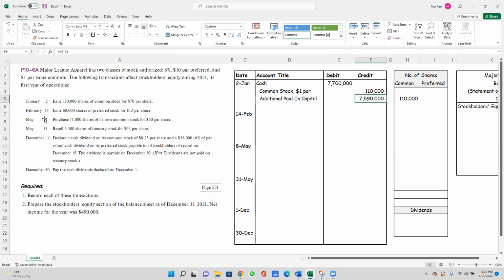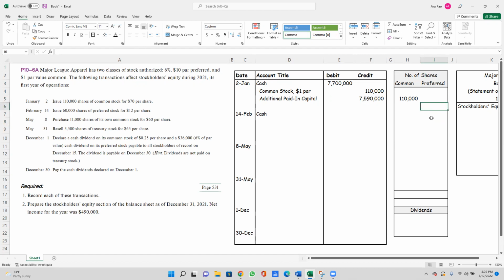Let's take a look at the second transaction in the year. On Feb 14, we issued 60,000 shares of preferred stock for $12 each. Now recall the preferred shares had a par value of $10 each. So we go through the same exercise over here. First, I'll start out with cash debit. Here I have two columns, one for common and the other for preferred. Here I'm going to identify how many preferred shares I have issued.